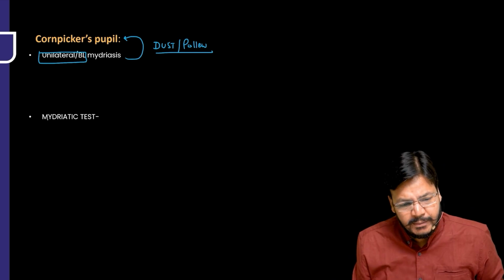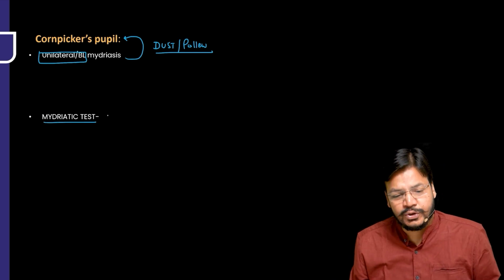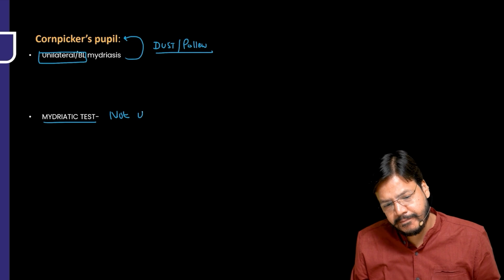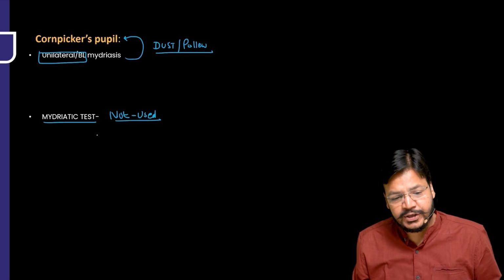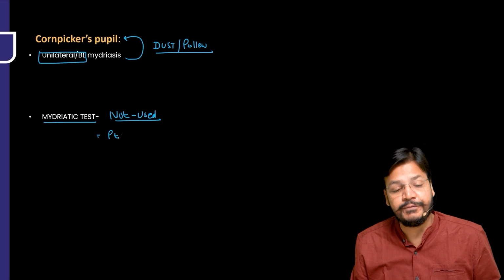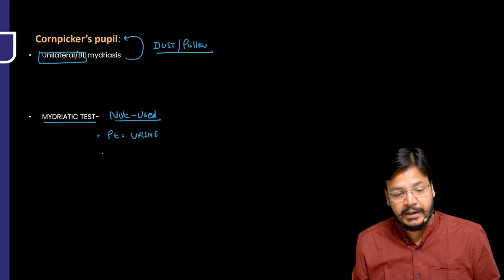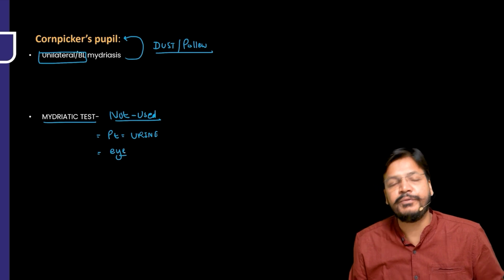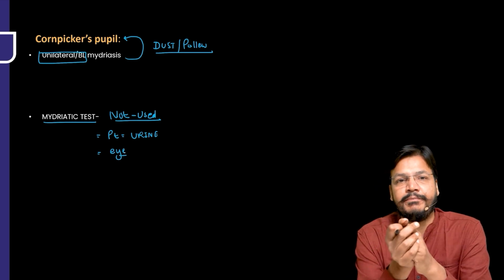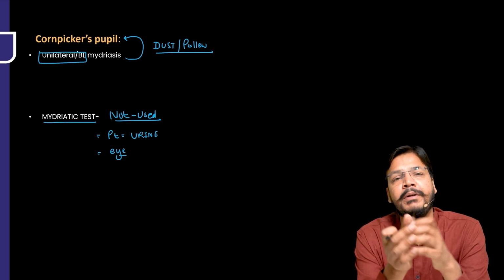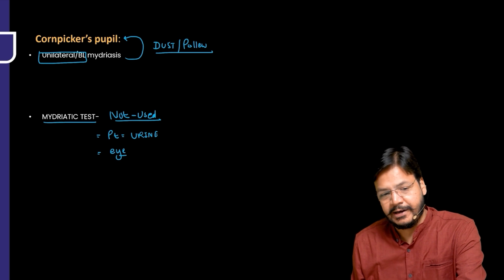Now, sir, Mydriatic test, now it is not used. But sir, what is Mydriatic test? If the patient has suspected poisoning of Datura and we take the urine of the patient and put it in the eye of the rabbit, that will cause mydriasis, that is dilation of the pupil, because it's an anticholinergic plant.